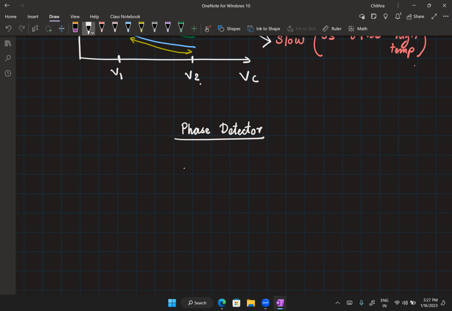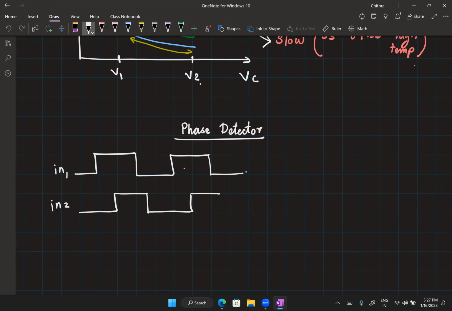Okay, so what does the phase detector do? Let's say I have two signals, in1 and in2, with some phase error between them. My phase detector has to give an output that is a function of this phase error, right?